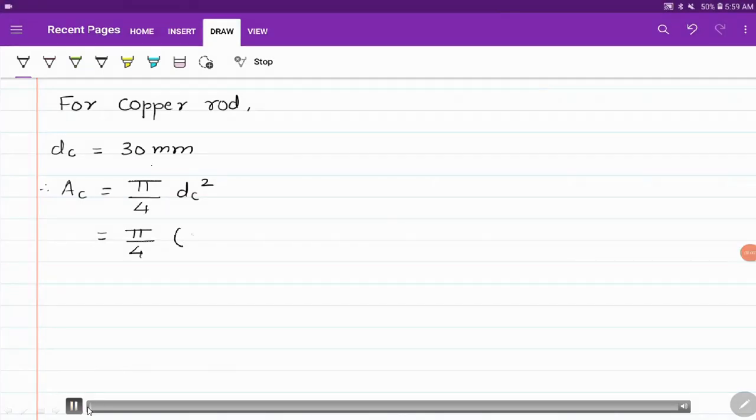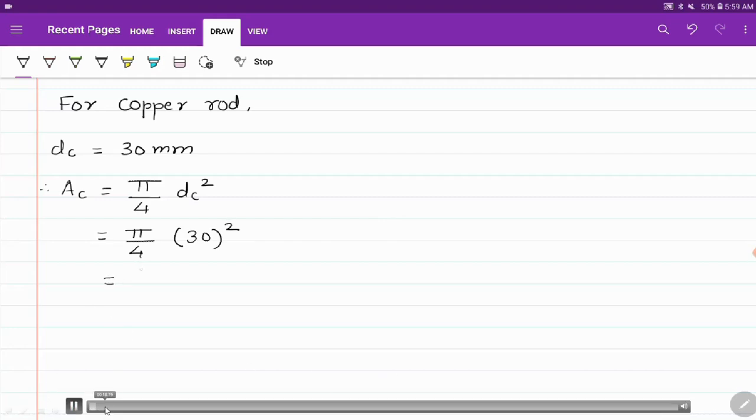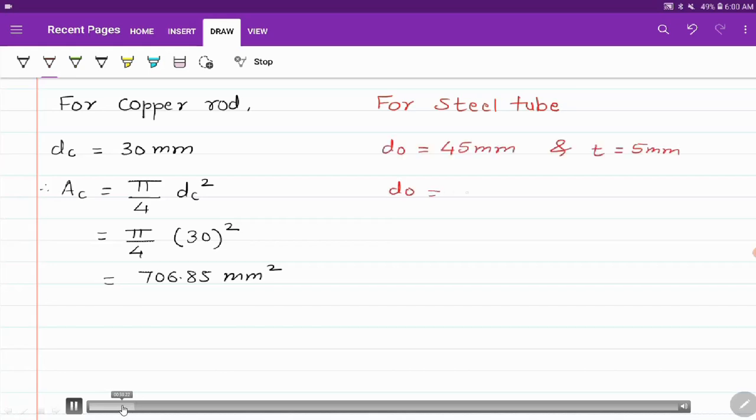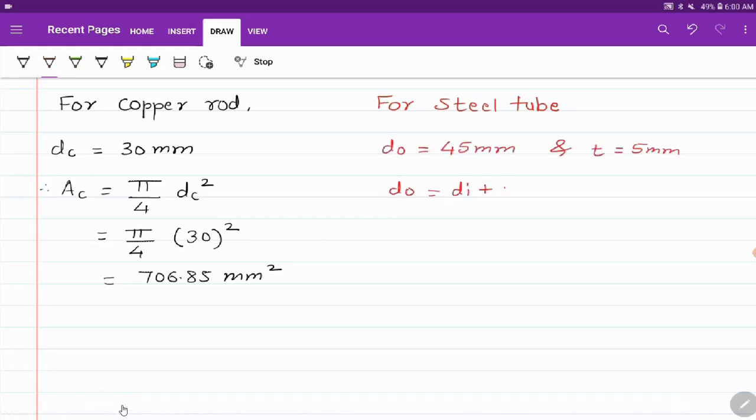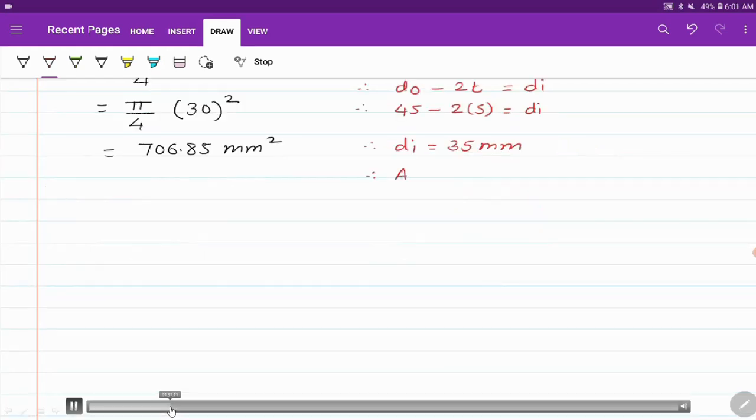so its area is pi by 4 Dc square. For steel tube, the outer diameter is given as 45 mm and thickness is 5 mm. We know the relation between outer diameter and inner diameter: Do is equal to Di plus 2t, where t is the thickness. Do is in mm, thickness is also in mm, so Di will be in mm. So Di is 45 minus 2 times thickness. Thickness is 5, so it is 35 mm.